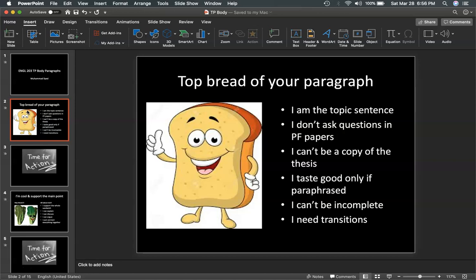Okay, so let's see first one first. So top bread, or the top element, first element of your body paragraph is the topic sentence. You can see in the slide. I don't ask questions in post foundation papers.